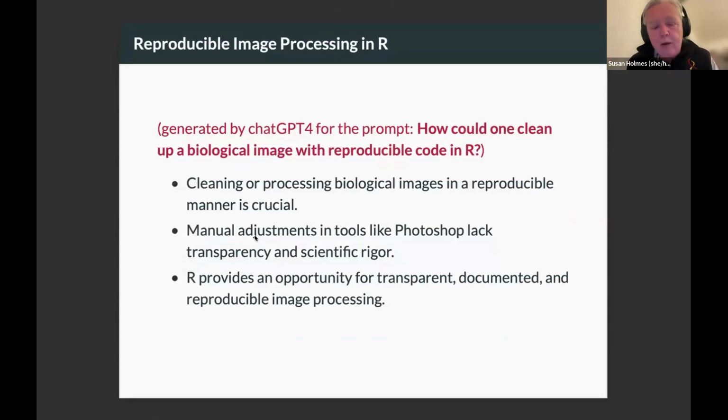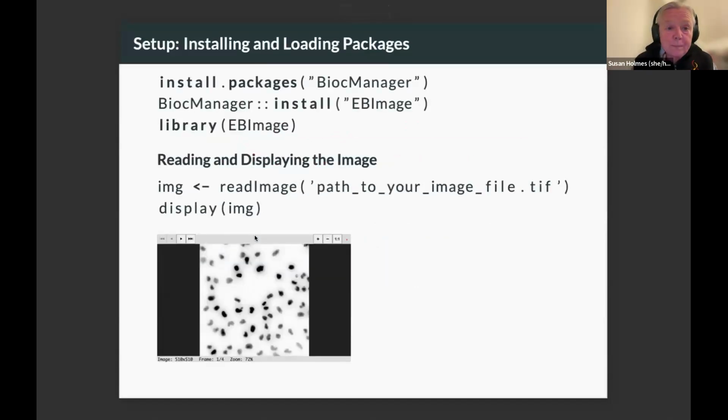Now, then you can say, okay, what is the alternative? Well, you could ask ChatGPT, and here's the prompt: How could one clean up a biological image with reproducible code in R? And this is the answer. It said, cleaning or processing biological images is crucial. Manual adjustments in tools like Photoshop lack transparency, and R provides an opportunity. So this is ChatGPT speaking, but then it's generating the code. And it explained to me, it said, you have to install these packages, you have to read, and all of this was generated by ChatGPT.